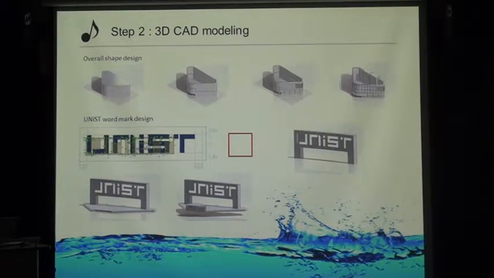When making the overall shape design, we had no problems, but when making the UNIST wordmark design, it had several problems because this part must be fitted with LED light, so the inner part is complex and we had to think about many things. In addition, we made this part too large, so we used the reduction ratio icon depth, so we could regulate the size of the wordmark.